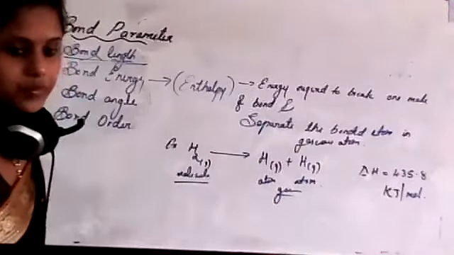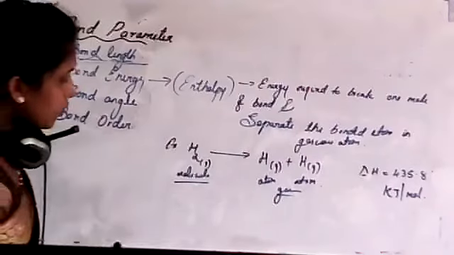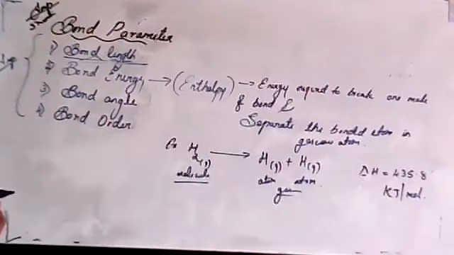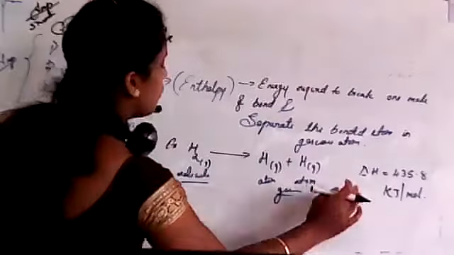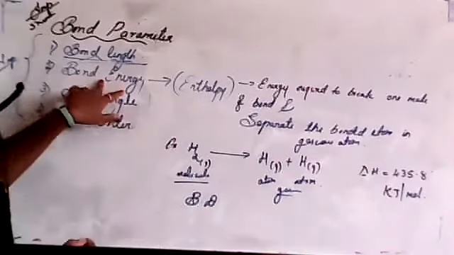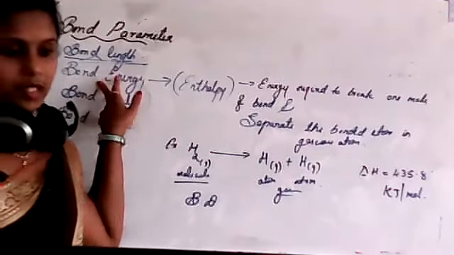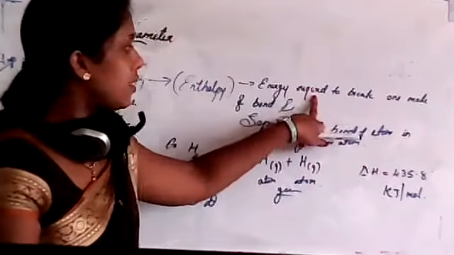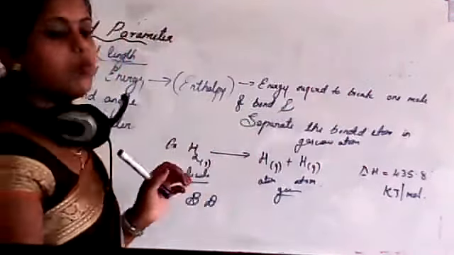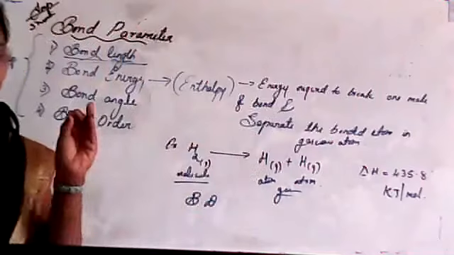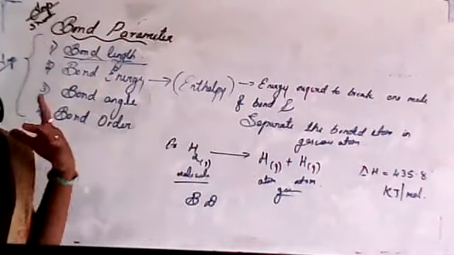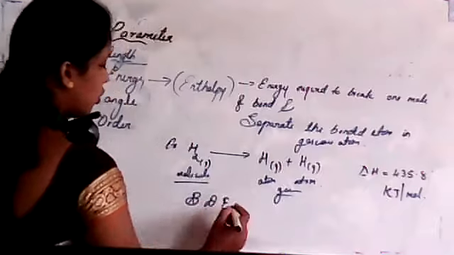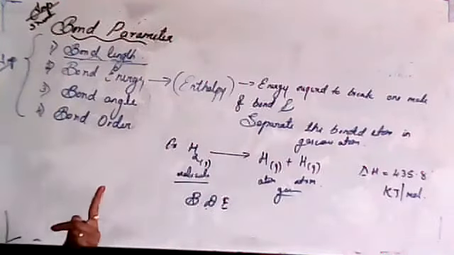Clear, students? Okay. So now, if I consider this one, this is simply called bond dissociation enthalpy. Why? We have to break the bond, isn't it? Break 1 mole of bond. So now, what if the bond dissociation enthalpy is stronger?